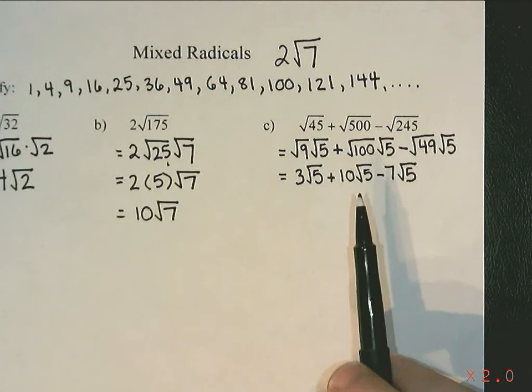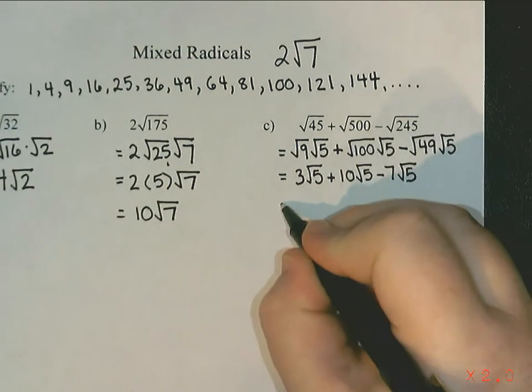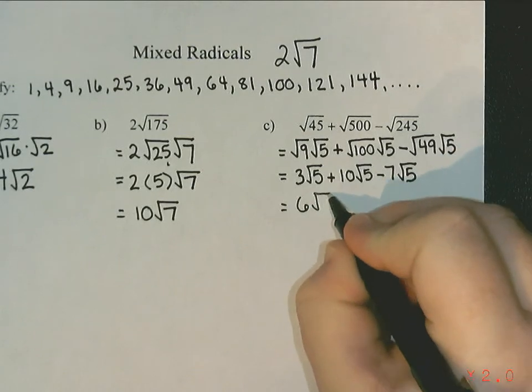So since they all now have a square root of 5, I can just add and subtract the coefficients. So 3 plus 10 is 13, and 13 take away 7 is going to leave me with 6 root 5.